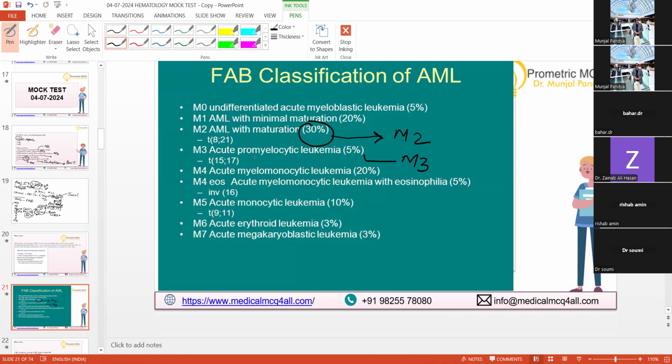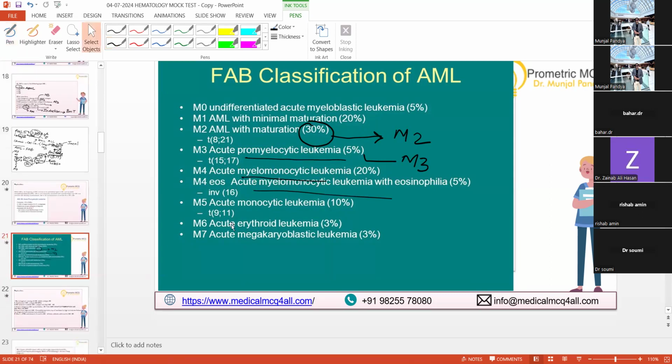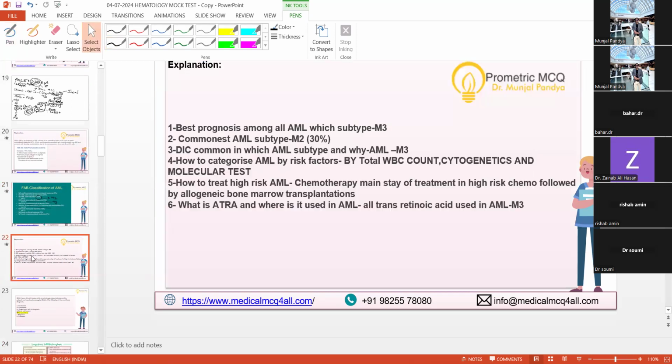There is a name also given. M3 is acute promyelocytic leukemia, and M4 myelomonocytic leukemia, right? But you don't need to remember. We are going to go for GP, but you just need to know the basic thing, how you manage. So these are all questions I already answered, right? So how do you treat the high risk? I told you chemotherapy followed by bone marrow transplant, especially because there is a high risk of recurrence or relapse.